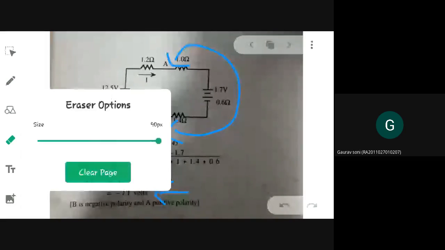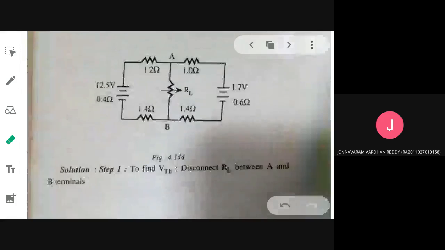So VThevenin is over. Next, what do you need to find? RThevenin. VOC you found out. Next thing is you need to find out RThevenin. So what do you need to do for RThevenin? You have to kill the sources. Two voltage sources are involved. Both sources you will short. This source you will short and this source you will short, and you will disconnect this. And then you will find RThevenin by looking back.